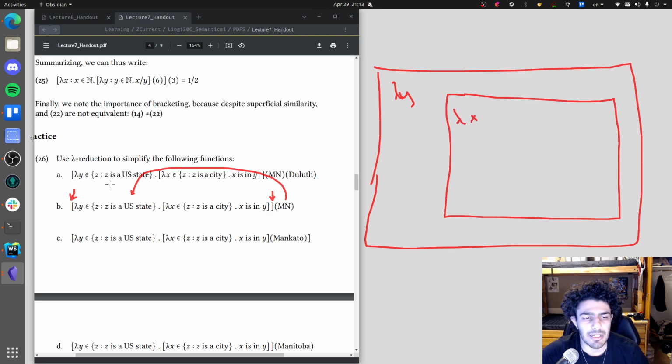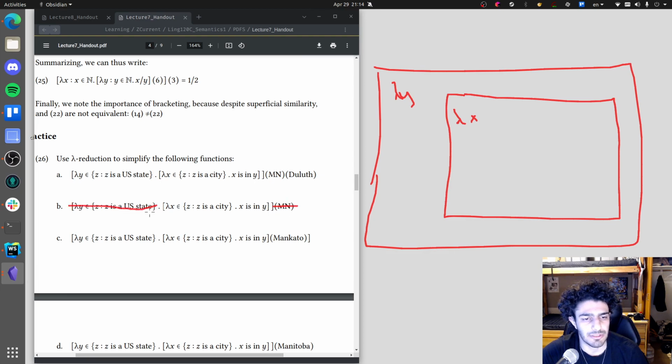And we can look. Okay, so Minnesota, we kind of bring it here, and it's saying there's this variable y, which is in the set of z for z is a U.S. state. So what this basically means is, is y a U.S. state? And Minnesota, as far as I know, is a U.S. state. So check, that is good to go. So what we can do is we can now cross this out, and wherever we see a y, we can substitute Minnesota.